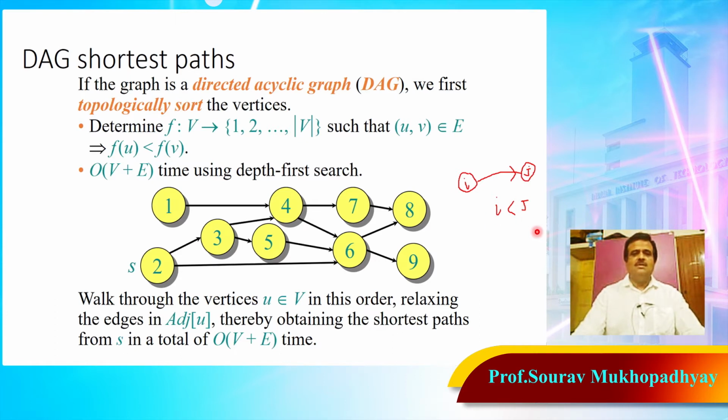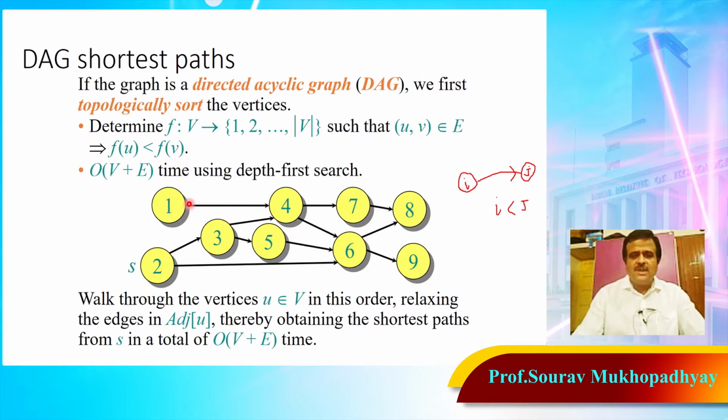Okay. So that is called topology. So we have to determine a function, and function means this numbering basically, such that we have to number this vertex such that if there is an edge u to v, then the numbering of u must be less than the numbering of v. So that is what this is.